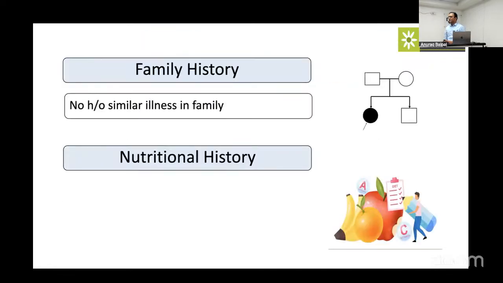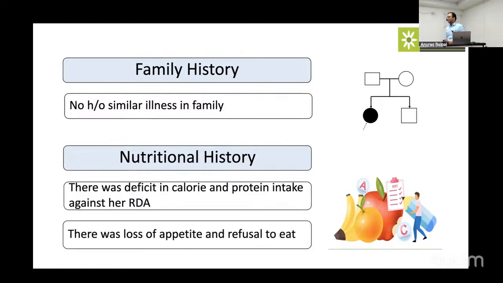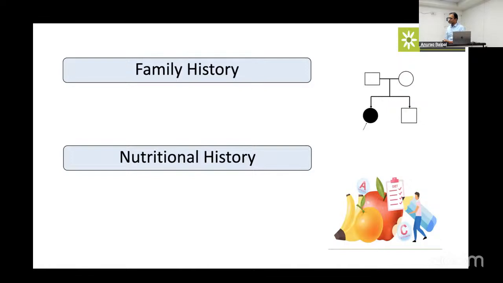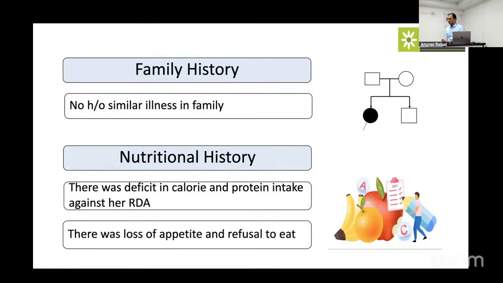There was no history of similar illness in the family. She's the index case, and the other sibling is normal. Nutritionally, there was loss of appetite and refusal to eat, which leads to a deficit of calorie and protein intake against her RDA. What other things can point to RTA in this scenario? One is deafness. So you should always take a history of deafness because many of these congenital forms, which we'll discuss a bit, are basically associated with deafness. So always taking a history of that becomes important.